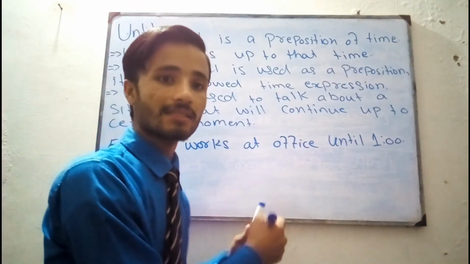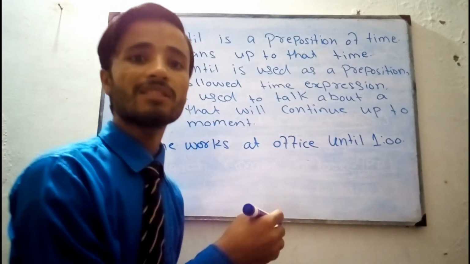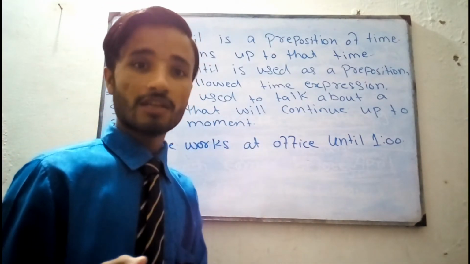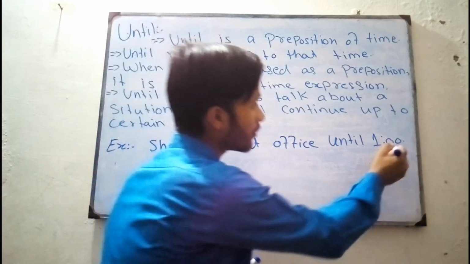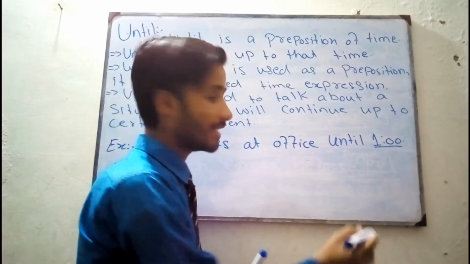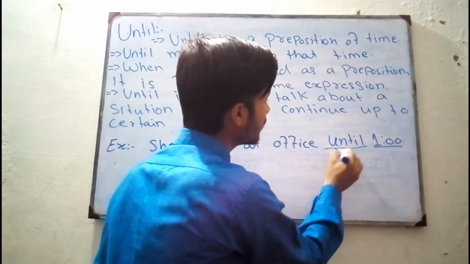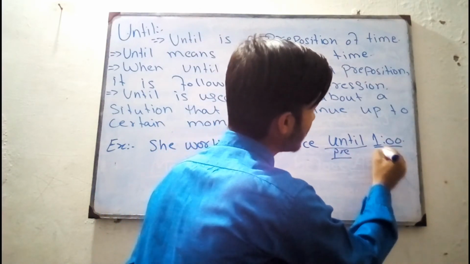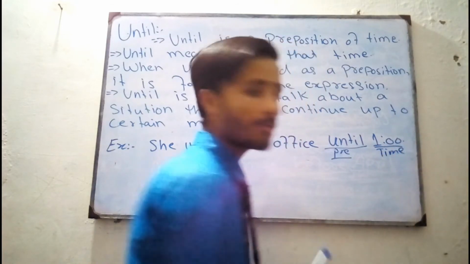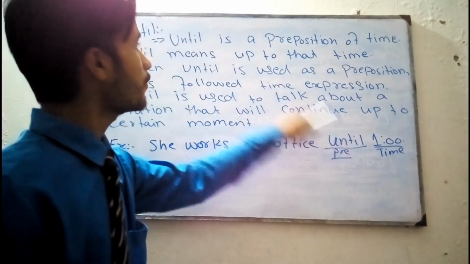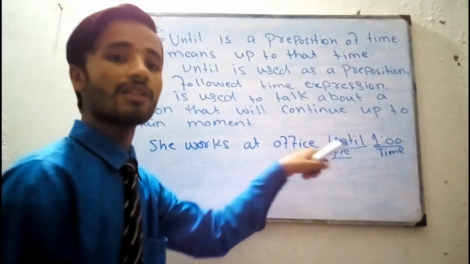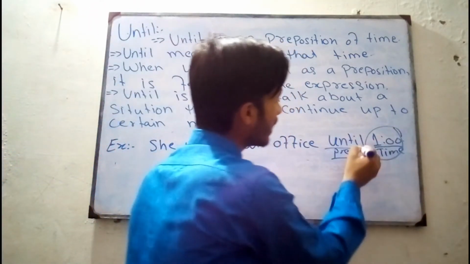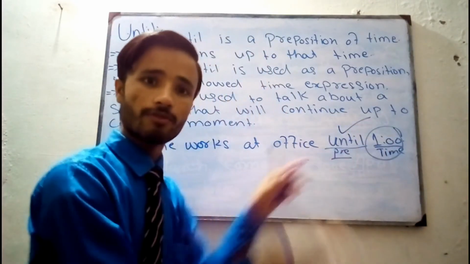Now what does this example mean? This example means that up to 1 o'clock she works, then she leaves. It means after 1 o'clock she doesn't work. Is this clear? So here until is a preposition, and 1 o'clock is a time expression, right? As I told you, whenever we want to use until as a preposition, we have to write it before a time expression. So here we have a time expression, and I have written until before it.